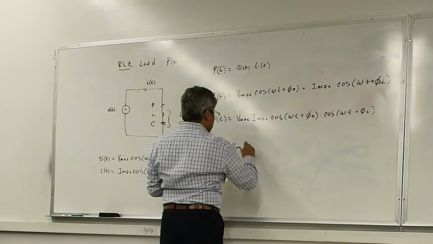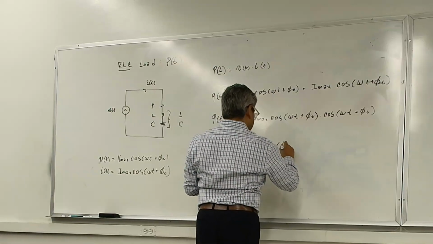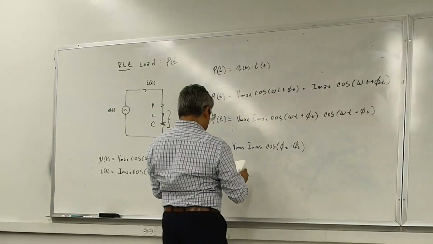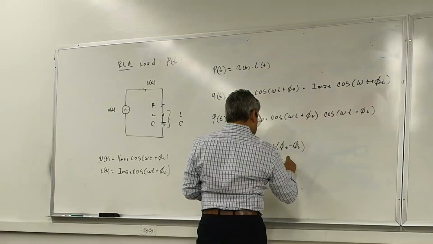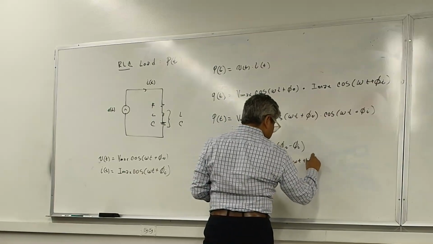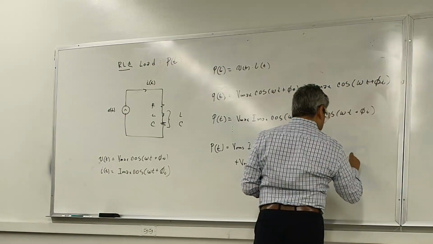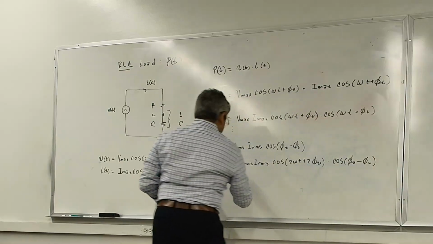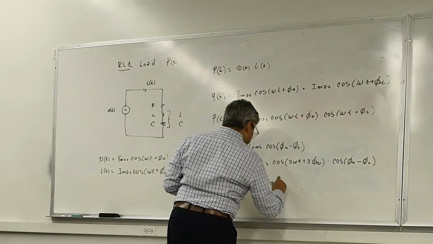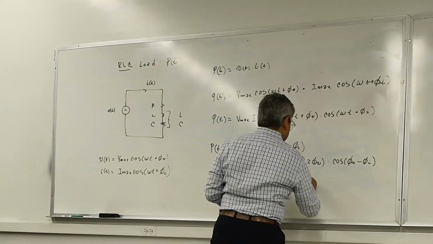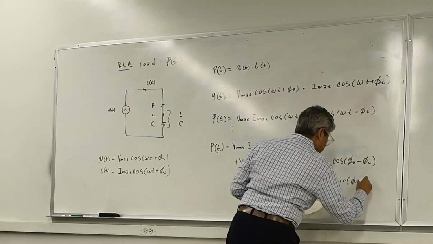V RMS I RMS cosine of phi V minus phi I, plus V RMS I RMS cosine 2 omega t plus 2 phi V times the cosine of phi V minus phi I, plus there is a third term right here, V RMS I RMS sine 2 omega t plus 2 phi V times sine phi V minus phi I.